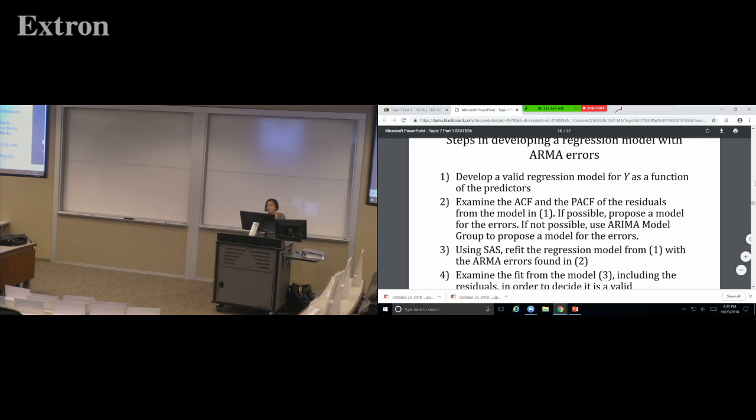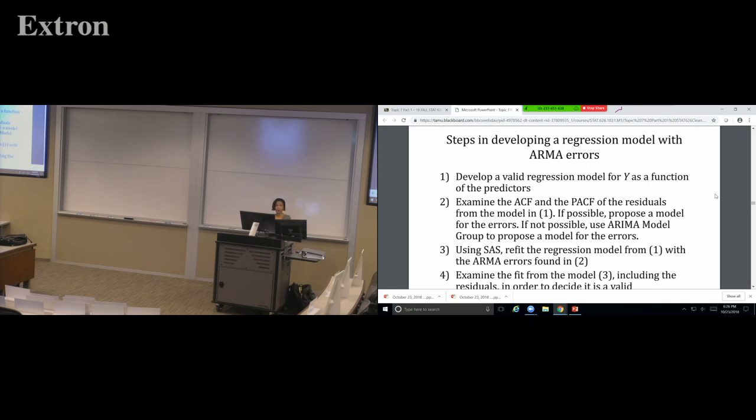Okay, so if you're interested in developing a regression model with ARMA errors, what do you do? First, develop a valid regression model for y as a function of the predictors. Once you do that, examine the residuals from that model, specifically the autocorrelation function and the partial autocorrelation function, with the hope that you'll be able to propose a model for the errors. If it's not clear from the ACF and PACF what the model for the errors is, then move on and use an ARIMA model group to help you come up with model options for those errors.